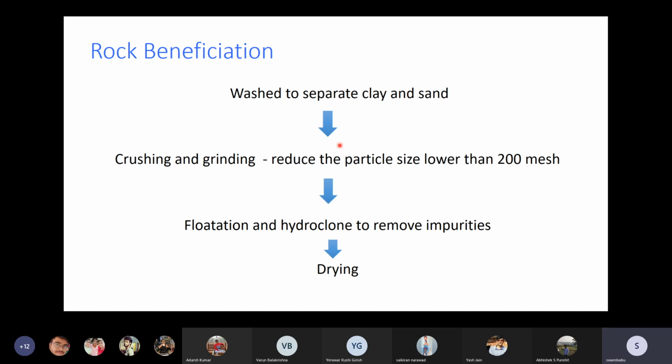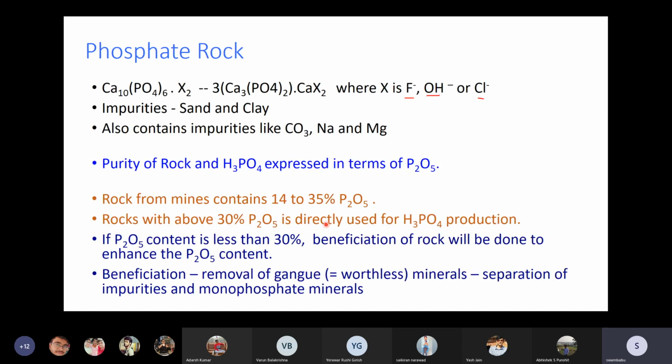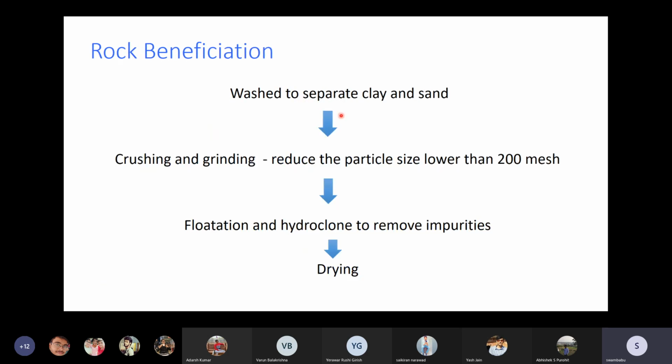The particles lower than 200 mesh size are such that two solid particles are joined together, like I showed here, Ca3(PO4)2 and CaX2. Two different elements are joined together. Whenever you have such materials in solid form, as I discussed in earlier unit operations, we can use either leaching or flotation processes.